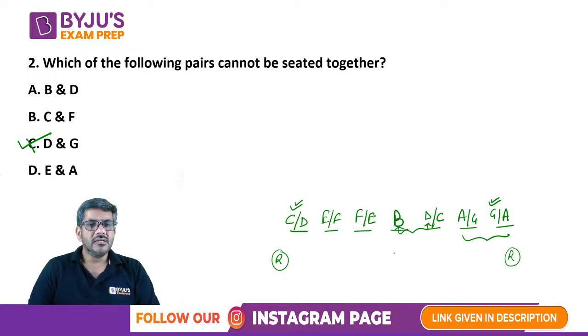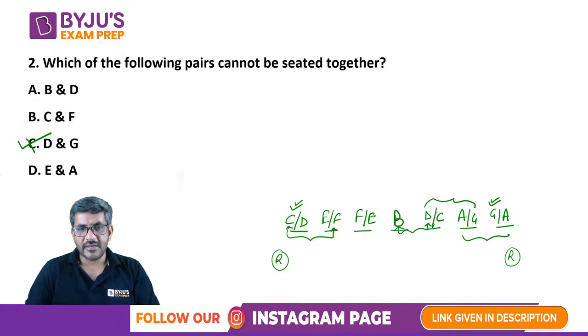Here, C and F, can they sit together? Yes, C and F can sit together. Here, D and G, can they sit together? Yes, they can sit together. Here, D and G.